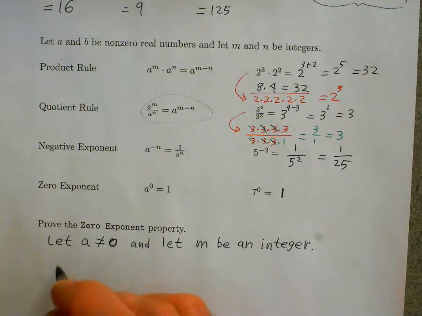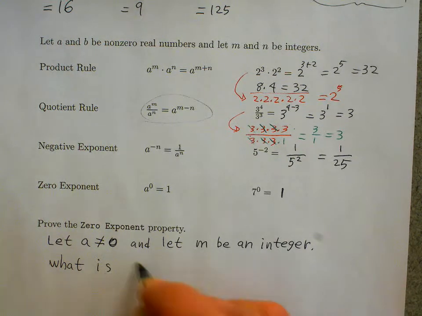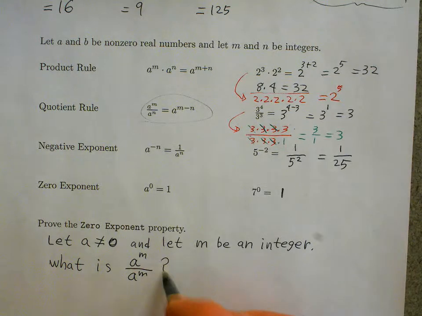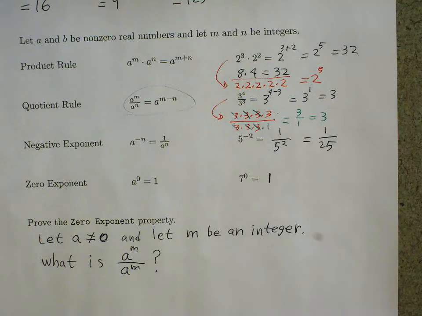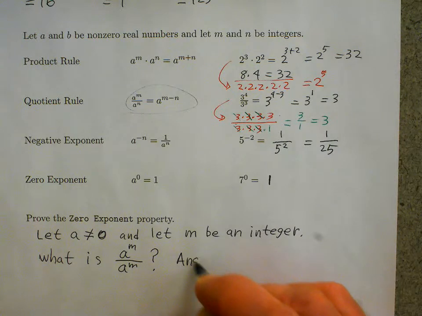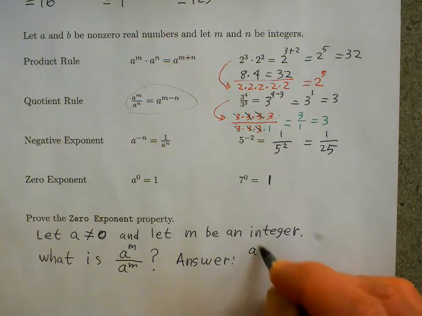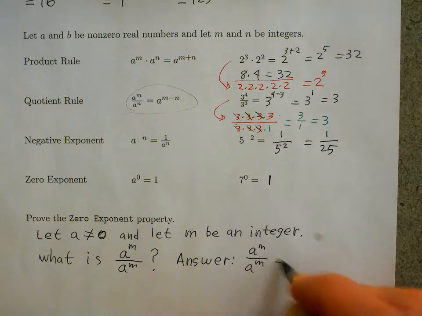Okay, so what do you get when you divide a non-zero number by itself? So a raised to the power m is non-zero because a is not 0, and we're dividing it by itself. So what do you get when you divide a non-zero number by itself? You get 1, right? That's the answer. a to the m divided by a to the m is 1.